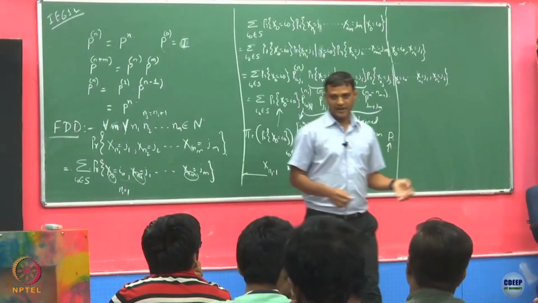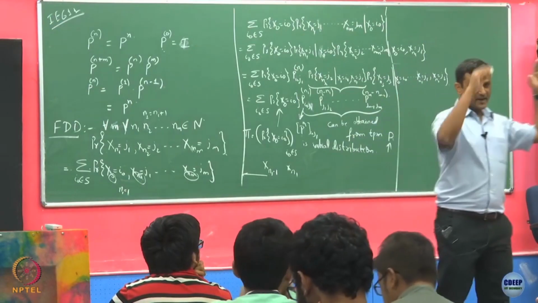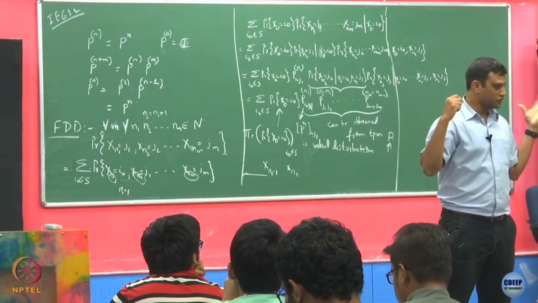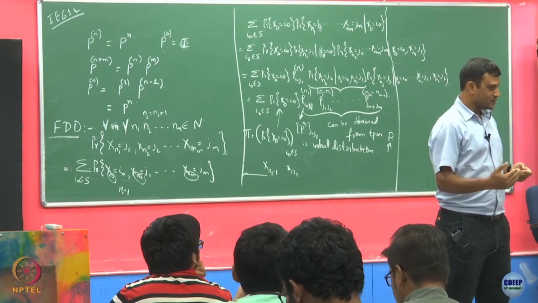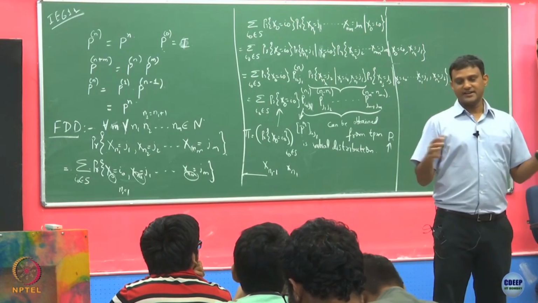P is a transition probability, which means it is a parameter, a matrix with so many parameters. I do not know those parameters. What I am saying is that if you pass these parameters to me, I am going to analyze and tell you how your system is going to behave.